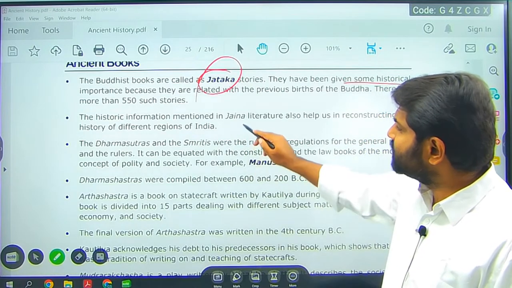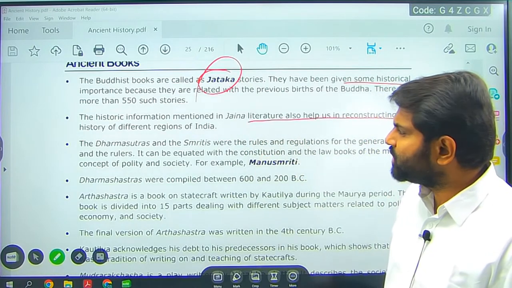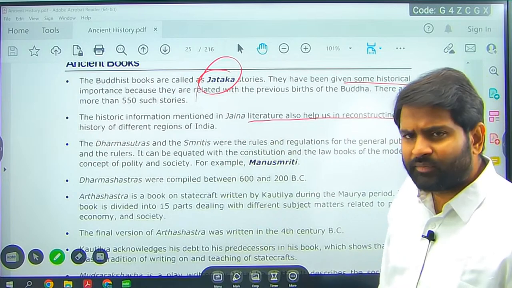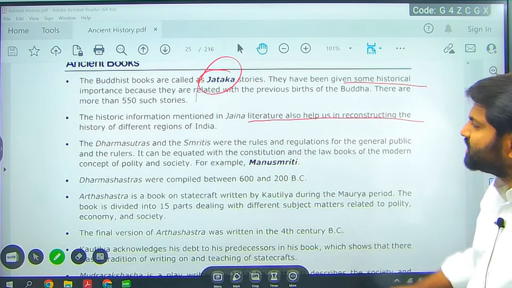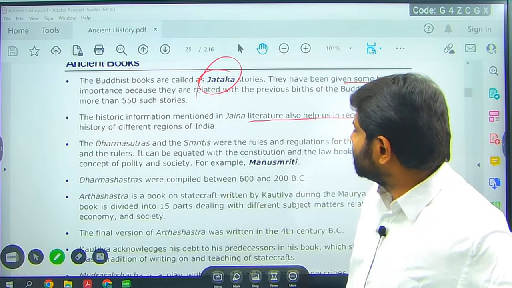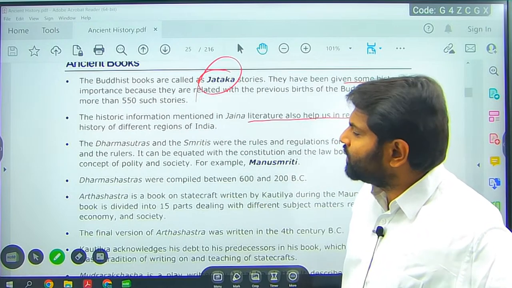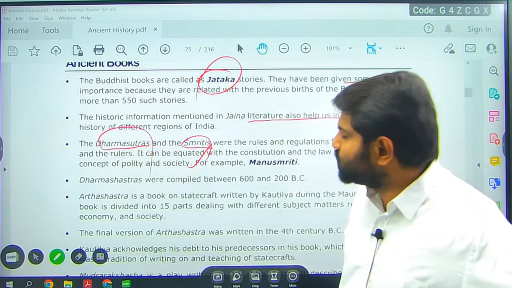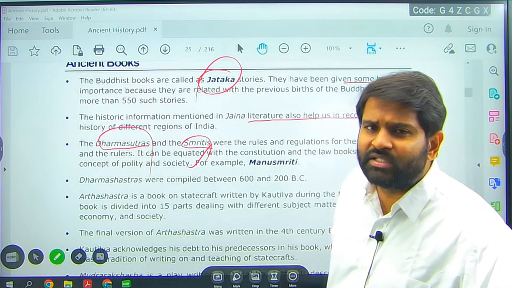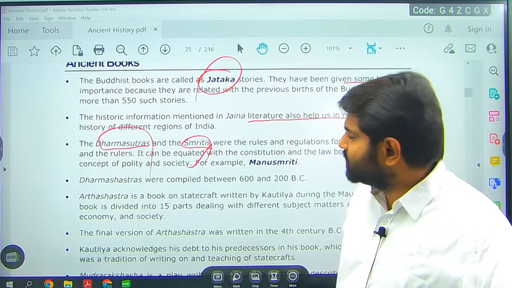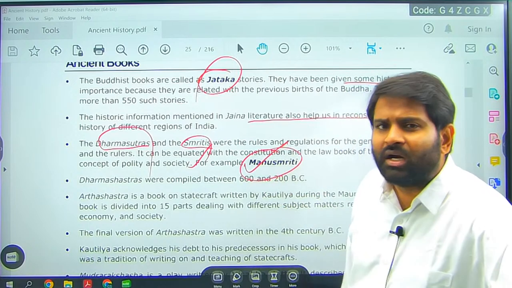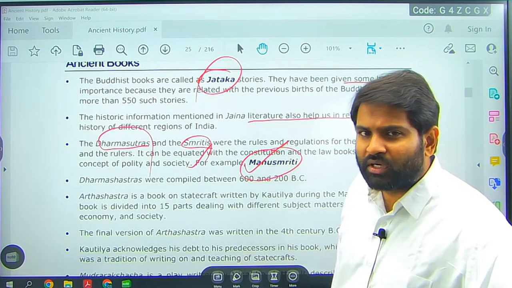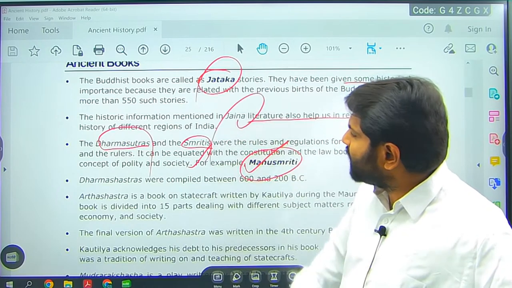The historic information mentioned in Jaina literature also helps in reconstructing the history of different regions in India. Normally we call them Agamas. The Dharma Sutras and Smritis were rules and regulations for the general public and the rulers. It can be equated with law books and the modern concept of polity and society. We can say Dharma Sutras and Smritis are like rules and regulations, like the constitution, which should be abided by the citizens and also by politicians. So Manusmriti is one of the important ancient texts. Normally Ambedkar burnt this Manusmriti. Try to learn why. Jaina literature, as I said, Agamas.